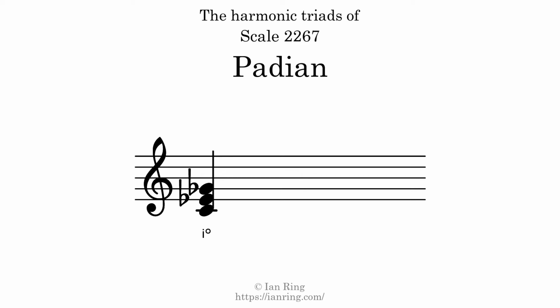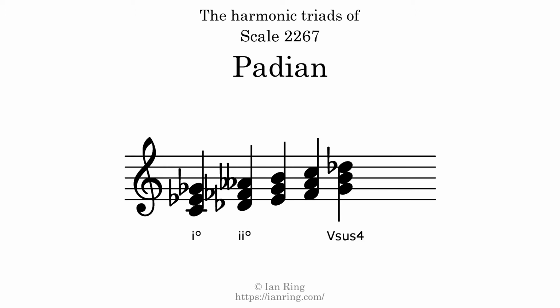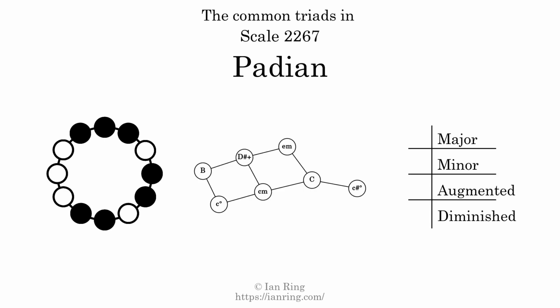Here are the harmonic triads present in this scale. Diminished, diminished, unnamed, unnamed, sus4, unnamed, unnamed. Here are the common triads present in this scale. The diagram in the center is a graph of parsimonious voice leading between triads.